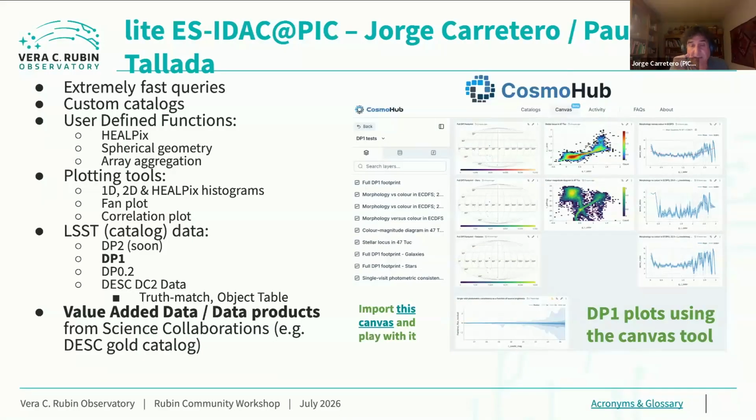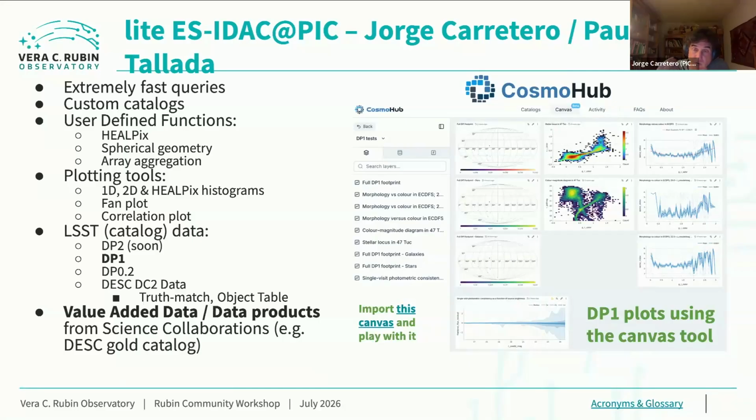We already have DP1 and DP0.2 and also previous simulated data from LSST, and we plan to ingest also DP2. In the image, you can see one feature in CosmoHub, which we believe is very interesting. It is called Canvas, where you can make multiple plots in the same workspace. And what I think is interesting is that you can share this analysis easily. I put a link that you can download, and you can import in CosmoHub, and you directly see what I have been doing.